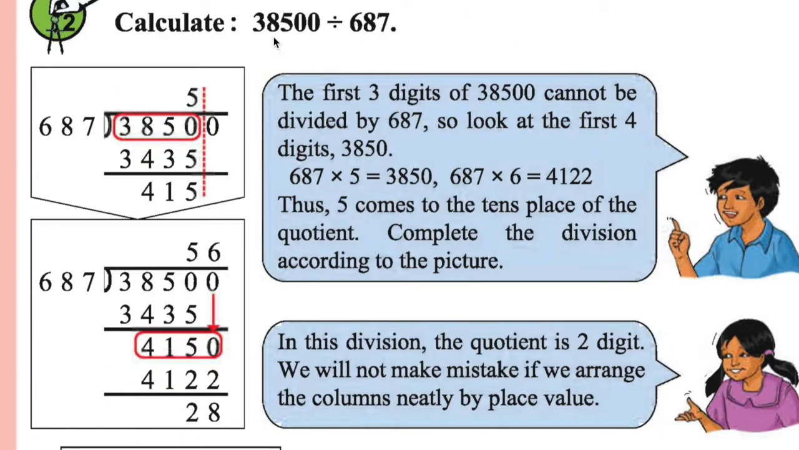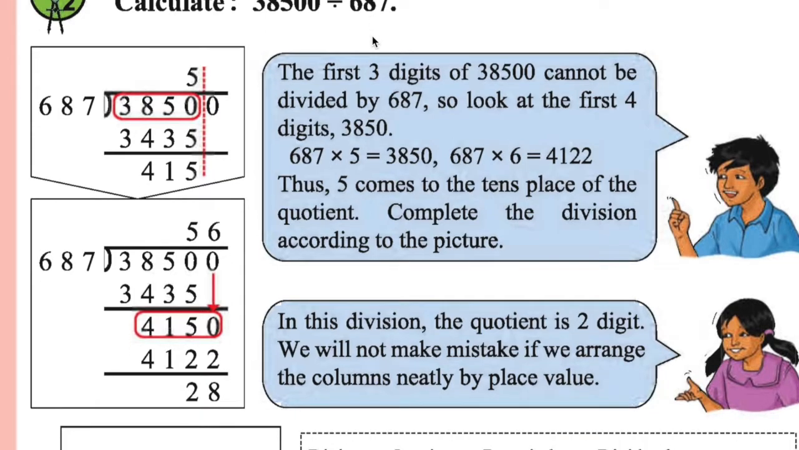Now we will calculate 38,500 divided by 687. Again, how many digits do you have to take? See, 385 is less than 687. That is the reason why we took 4 digits. If the first 3 digits were more than 687, we would have taken only 3 digits. You got the idea? Now multiply it with 5. If you take 6, that will be more than 3850. That is the reason why we took 5.